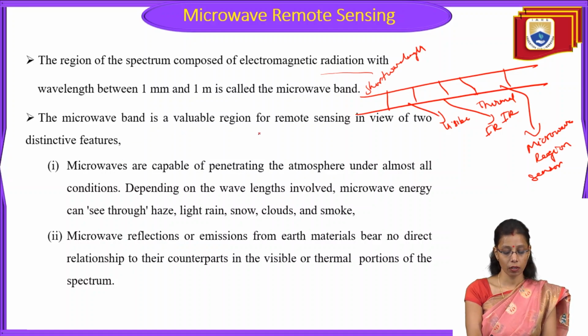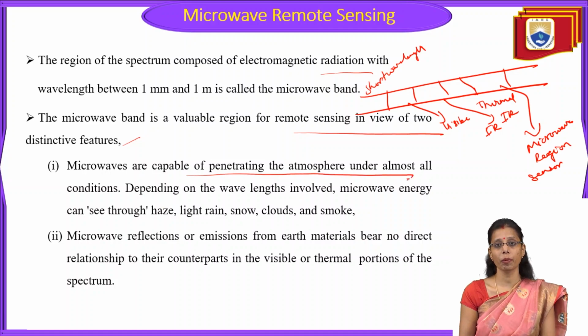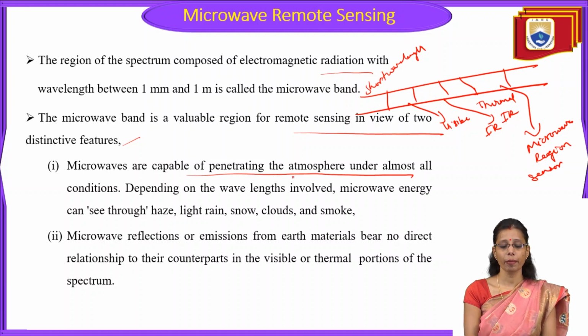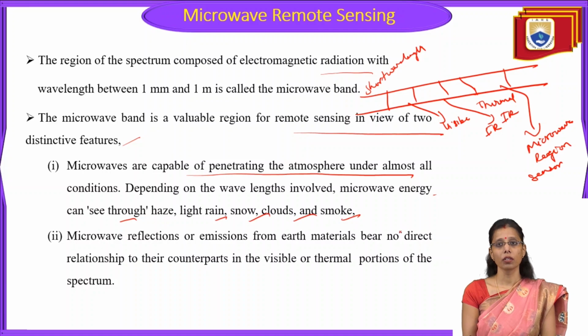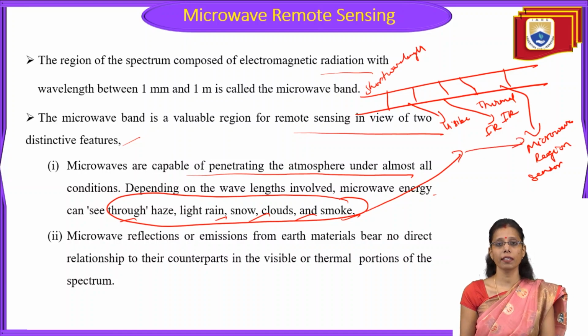The microwave band is a valuable region for remote sensing in view of two distinctive features. Microwaves are capable of penetrating the atmosphere. As I said, it has the capability of getting the information in all weather conditions. So it has the capability of penetrating the atmosphere under almost all conditions. Depending on the wavelengths involved, microwave energy can see through haze, light rain, snow, clouds, smoke. So whenever all these conditions occur, microwave remote sensing will help. All the information on developmental activities, all types of activities, in any day condition, we get through these microwave sensors.